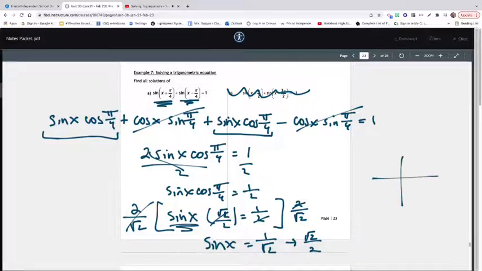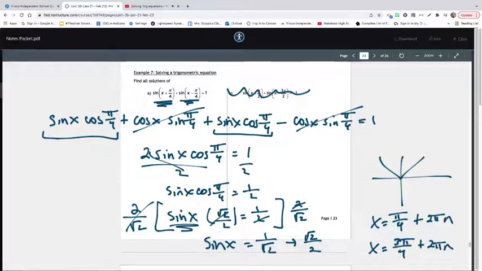Remember, sine is positive in the first and the second quadrant, and that's a pi over 4 reference angle. So x will equal pi over 4 in the first quadrant, and it will equal 3 pi over 4 in the second quadrant. They didn't say 0 to 2 pi, so I have to give all the solutions, which means I need to add the period. And that's just going to be 2 pi n for those two angles. And remember, n is the set of all integers.